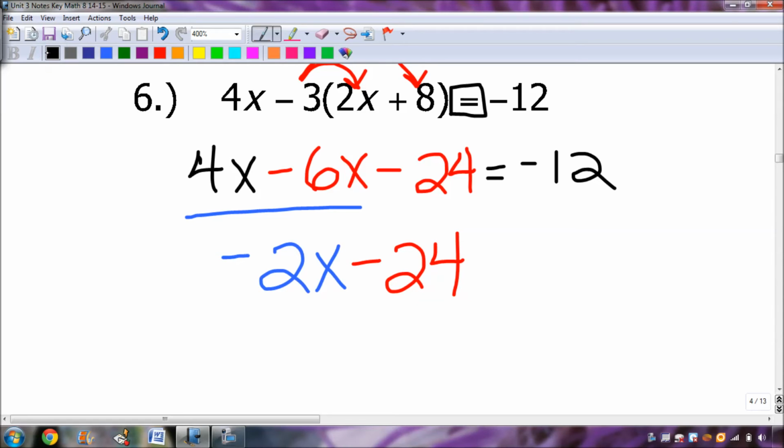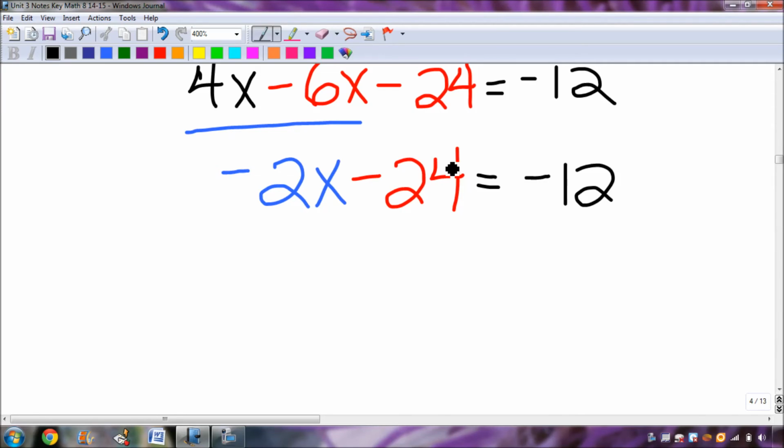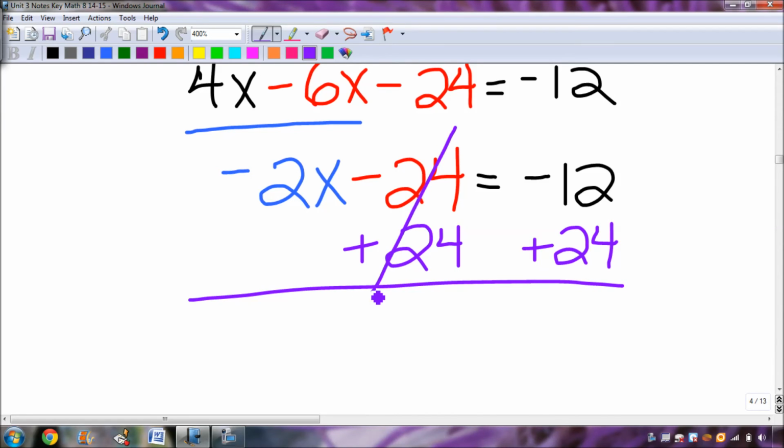I cannot combine the negative 24 with the negative 12 because they're on opposite sides, okay? Do not forget to copy down whatever you did not use in each line because each line has to be equal to the line above it, okay? So next thing I need to do is get rid of this negative 24. Well, I know that it's a negative, and to make it nothing, to make it 0, I know that adding 24 will cancel it out. So if I add 24 to both sides, negative 24 plus 24 is 0, so that's gone.